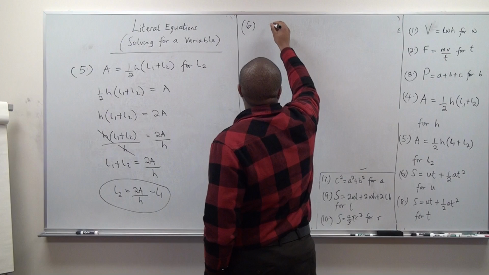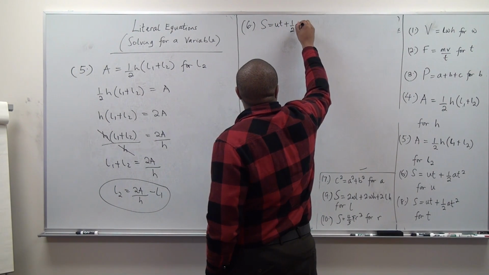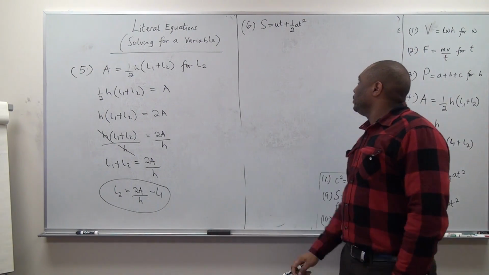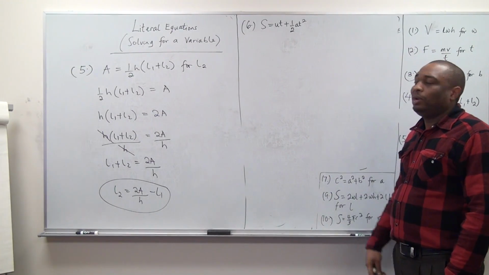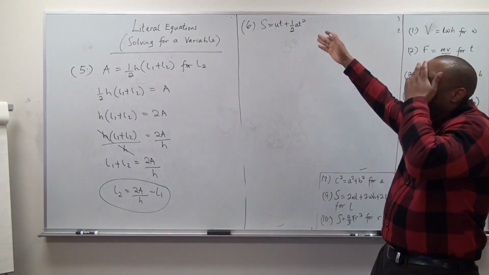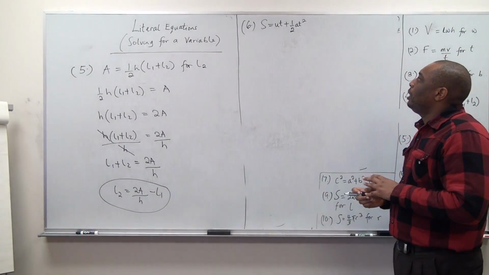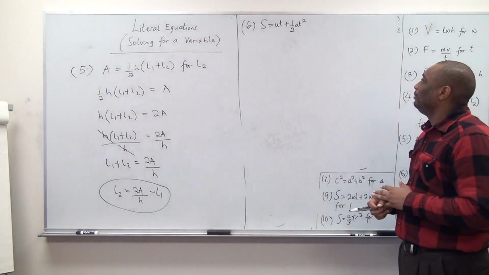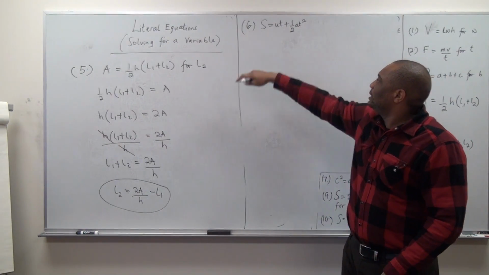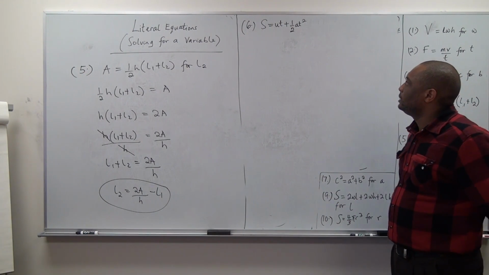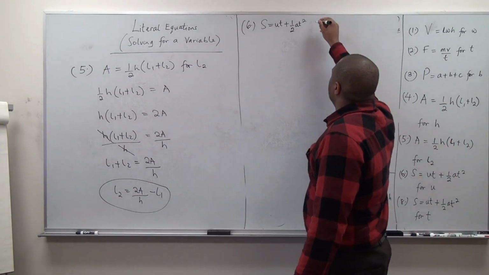Number 6, S is equal to UT plus half AT squared. What equation is this? This is an equation of motion from Newton's laws of motion. You have about 3 of them, I think, if they have not discovered more. S is the distance, U is the initial velocity, T is the time, A is the acceleration. I want to solve this for U.